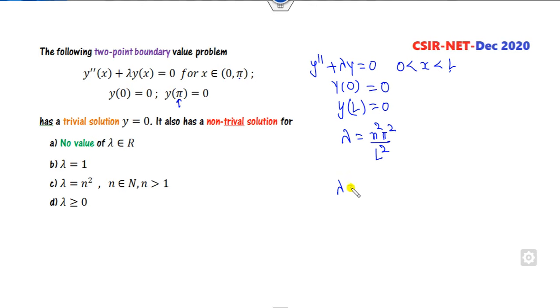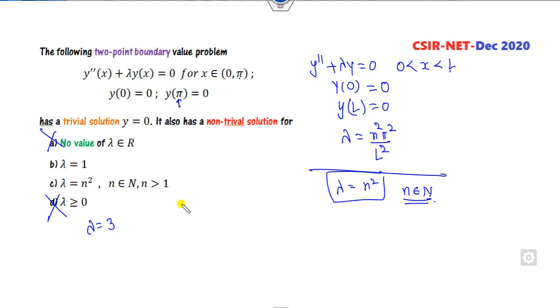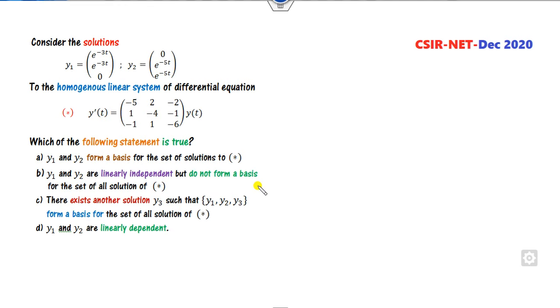So what is the value of lambda in this case? It is nothing but n square. So the value greater than or equal to 0 cancels out, because 3 can never be written as n square, where n is a natural number. But 1 can be written as 1 square, n square. So both are my correct options. B and C are my correct options.